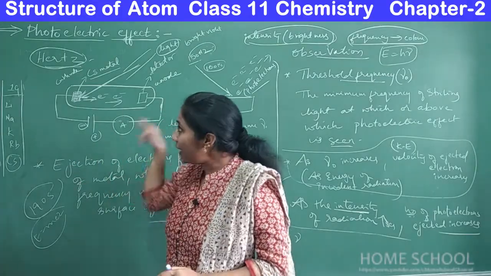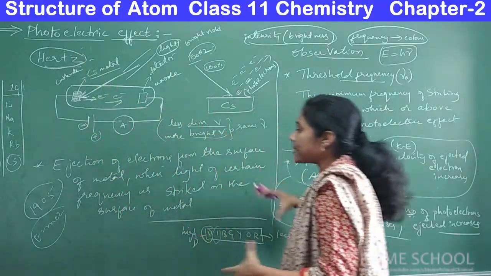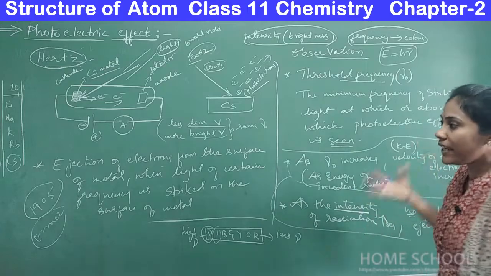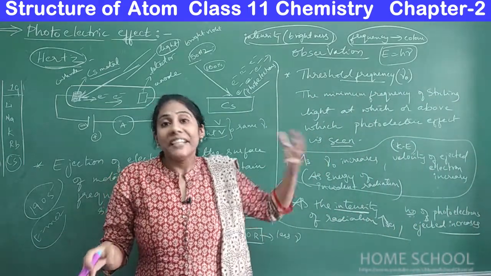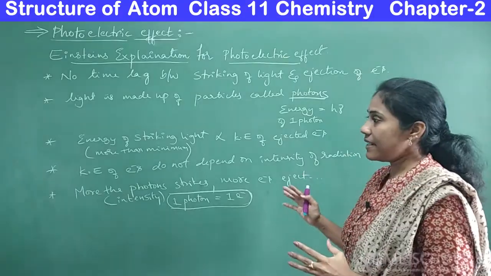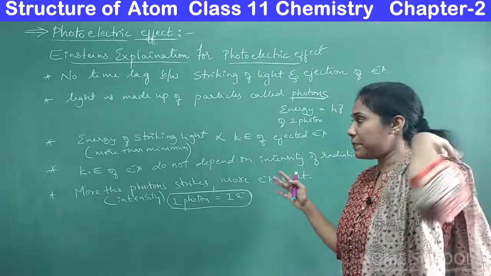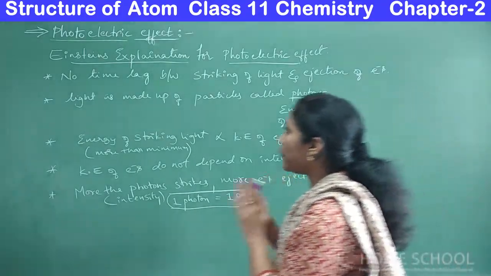So we must understand what Einstein explained about this photoelectric effect. Clear? The photoelectric effect was discovered by Hertz, but it was very nicely explained in an acceptable way by Einstein. So let us learn Einstein's explanation for the photoelectric effect. I summarized Einstein's explanation in the form of these points. You can look at the first point.